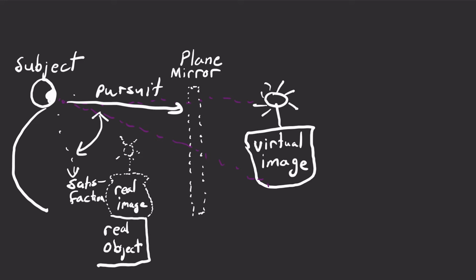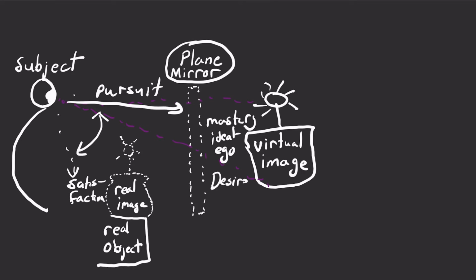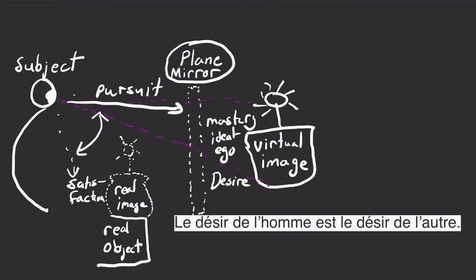At this point, we find the entrance of the plane mirror, which reflects back an image of mastery in the form of the ideal ego. The subject identifies its desire in this reflected image. Hence, for the first time in this seminar, we get the famous expression by Lacan, le désir de l'homme est le désir de l'autre. Man's desire is the desire of the other.